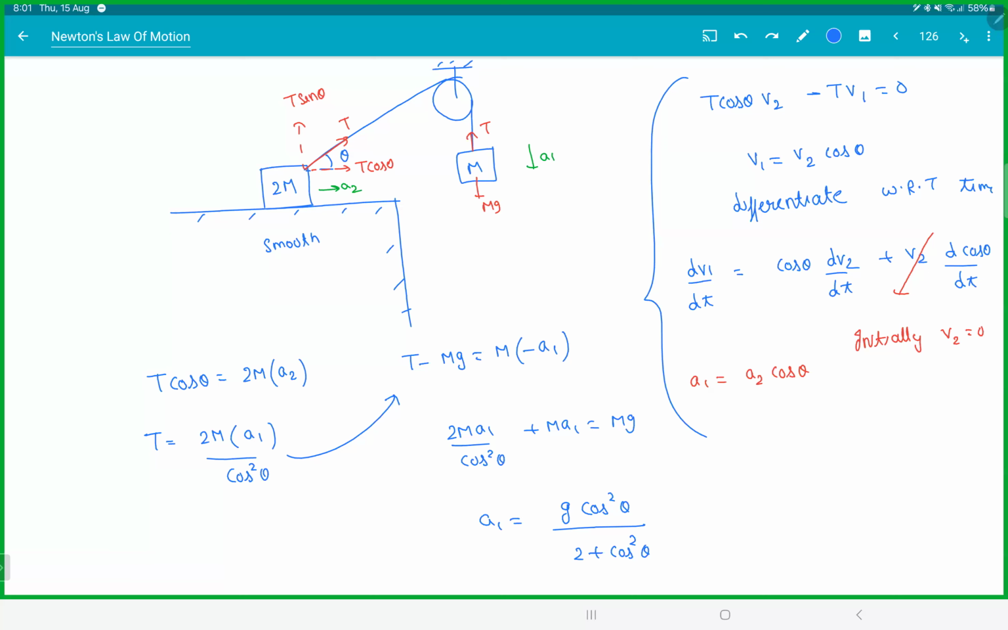Clear with this? Any doubts? Anyone not convinced with this, please ask. Taksha, Jainil, clear with this? Ojas, Surya, got this? Got your mistake? Next one. Next one. Any doubts? Clear.